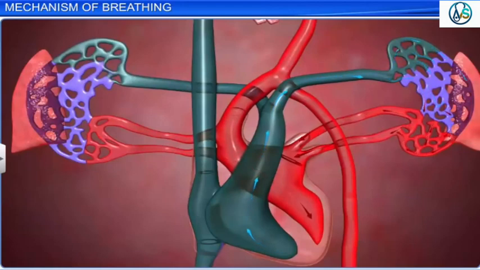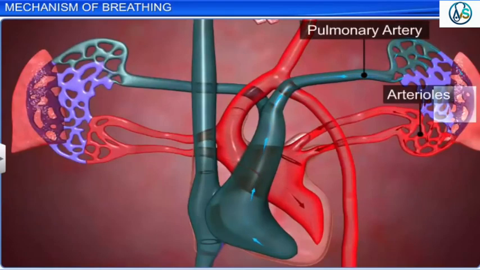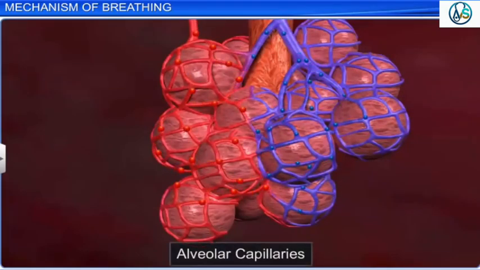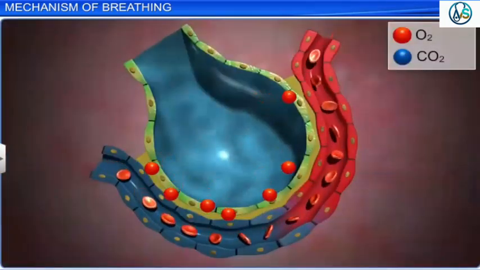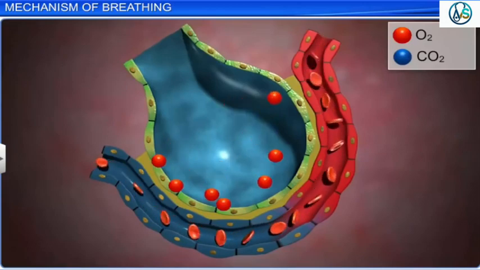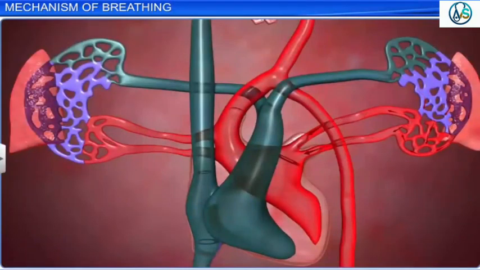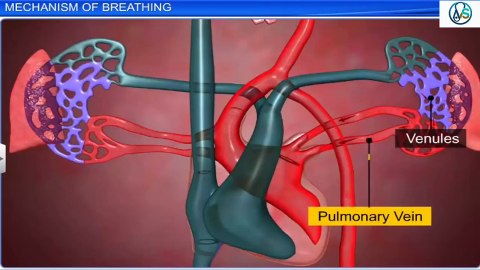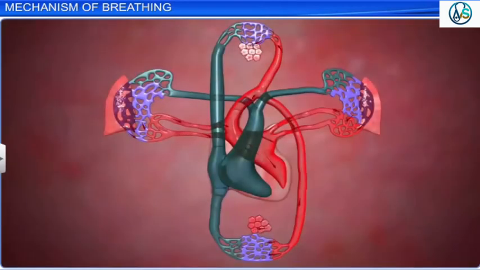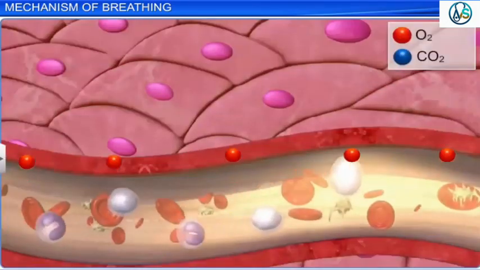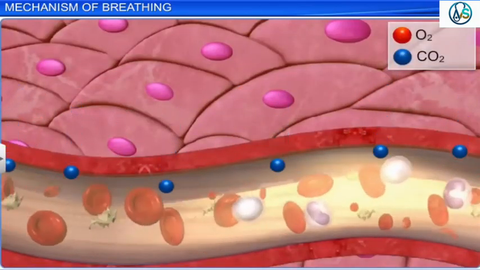Blood from the heart enters the lungs through the pulmonary artery, arterioles, and alveolar capillaries. In the lungs, oxygen and carbon dioxide are exchanged between the blood and the air. This blood then flows out of the alveolar capillaries through venules and back to the heart via the pulmonary veins. The heart pumps this oxygen-rich blood to different tissues. Hemoglobin in the blood transports the oxygen.